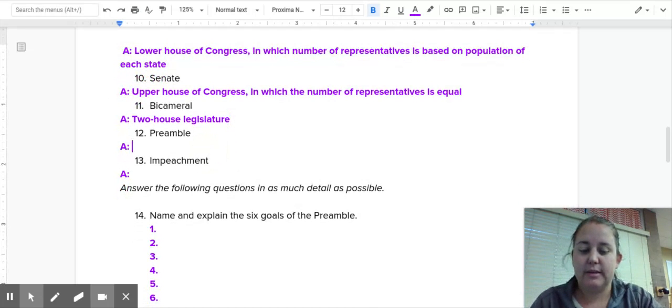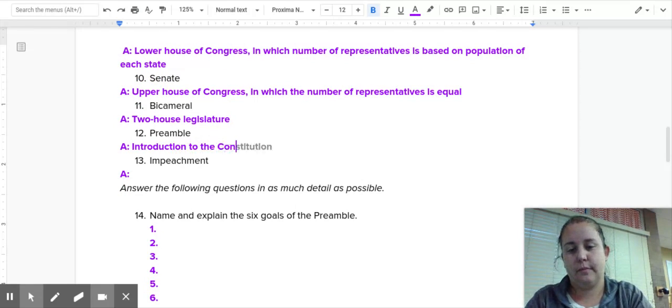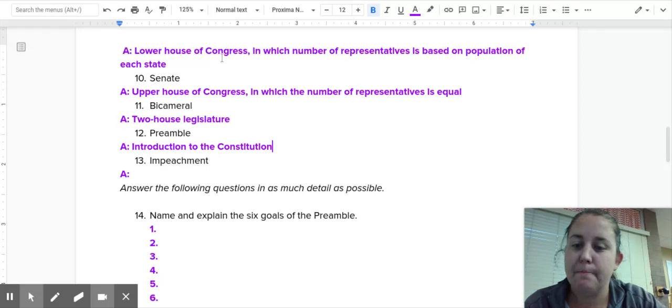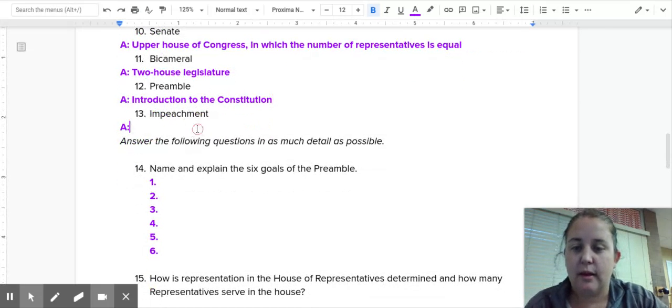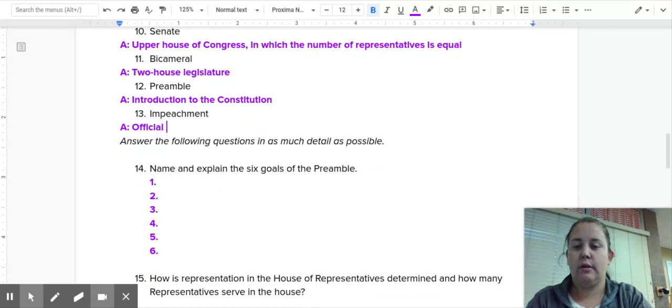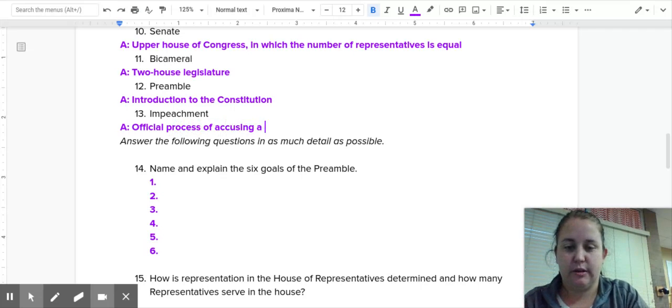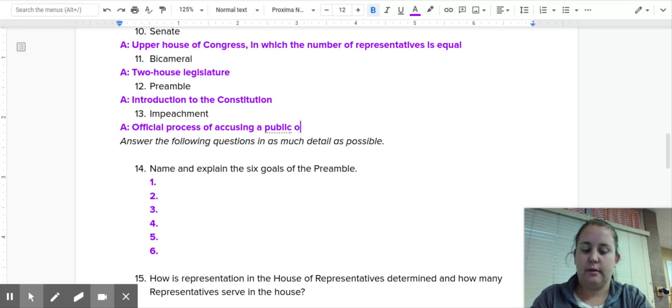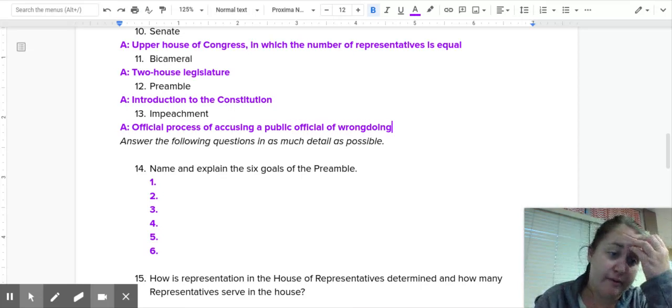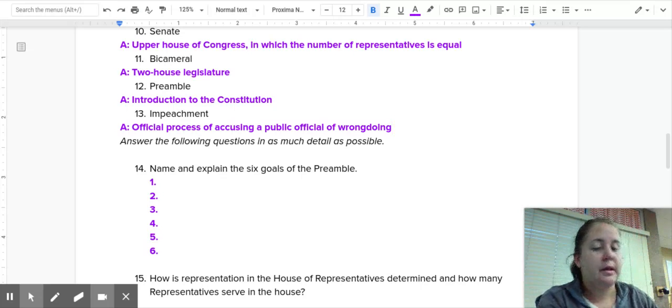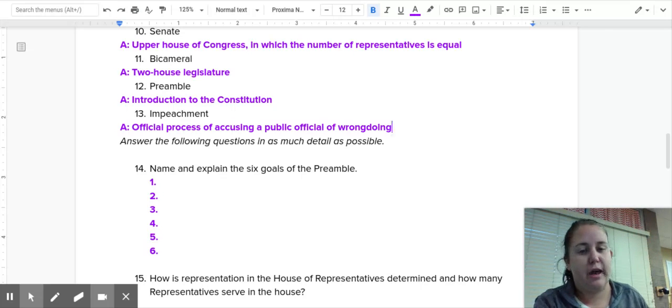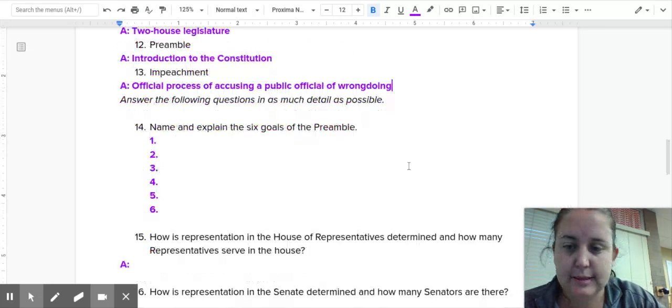The preamble is the introduction to the whole Constitution. The opening paragraph, the preamble. And then impeachment. This is the official process of accusing a public official of wrongdoing. So if a president or if a Supreme Court justice commits a crime, they may officially be accused of that wrongdoing by going through the impeachment process.